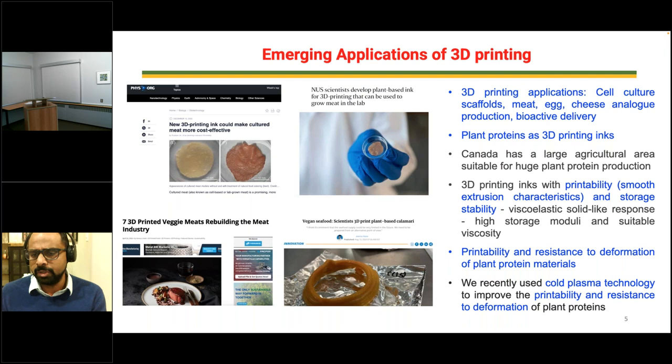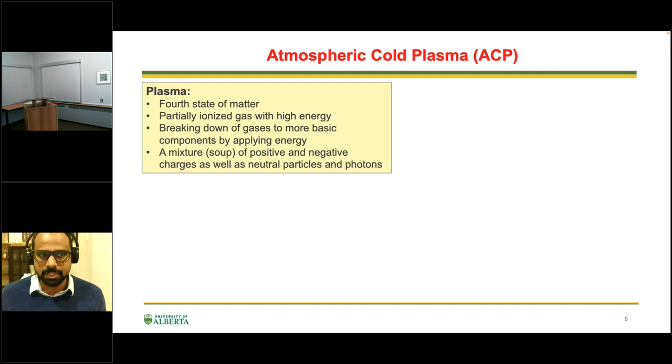But when we look at plant protein printability or their resistance to deformation, there's a need for improvement. So we used a technology called plasma technology to improve printability and the resistance to deformation of plant proteins recently. So that is a project I would like to talk about first.